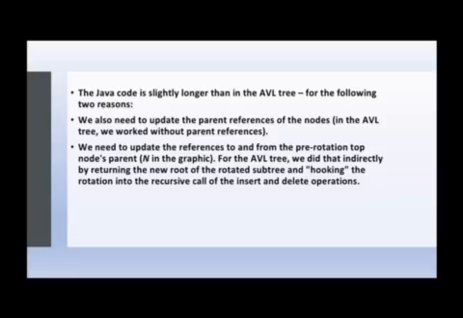The Java code is slightly longer than in the AVL tree for the following two reasons. We also need to update the parent references of the nodes. In the AVL tree, we did not work with a parent reference. We need to update the reference to N from the pre-rotation top node, parent of N in the graphic. For the AVL tree, we did that indirectly by returning the new root of the rotated subtree and then hooking the rotation into the recursive call of the insert and delete operations.